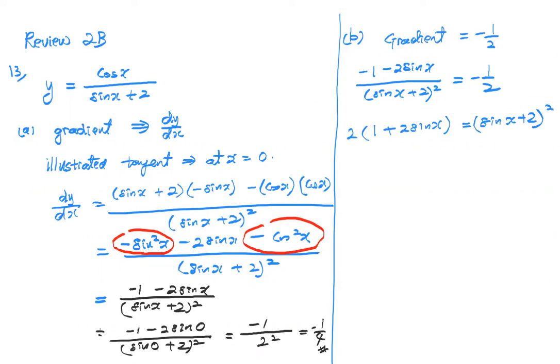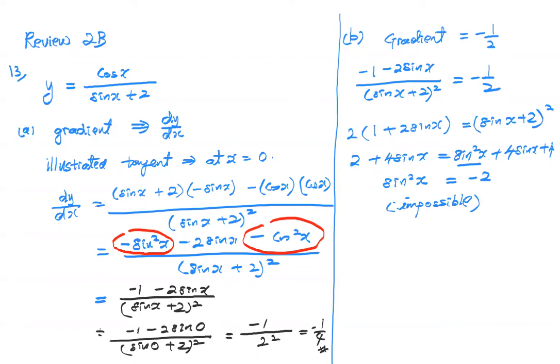Okay, so 2 plus 4 sin x equal to, you expand this. Okay, so end up you have sin square x is equal to negative 2. So that means this is impossible. Why? Can a square number be negative? That's all. That's how you show.